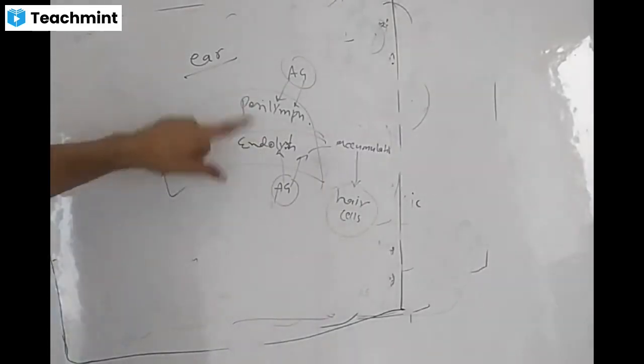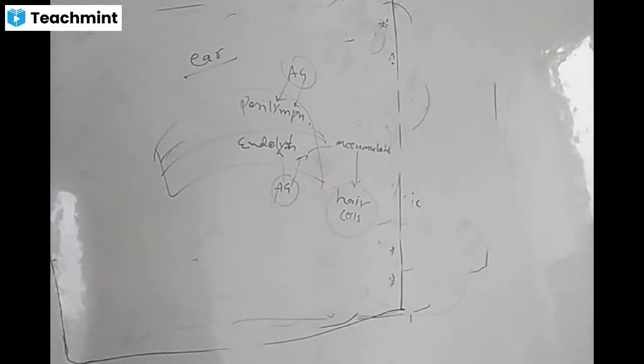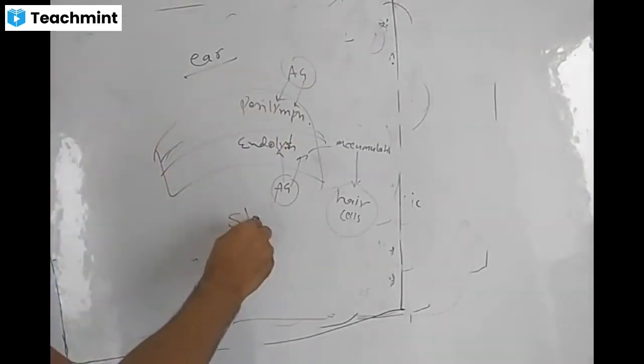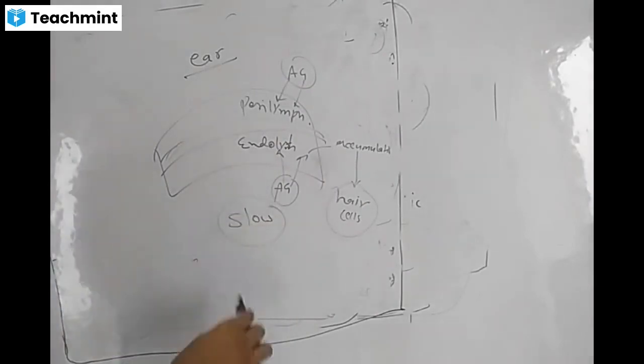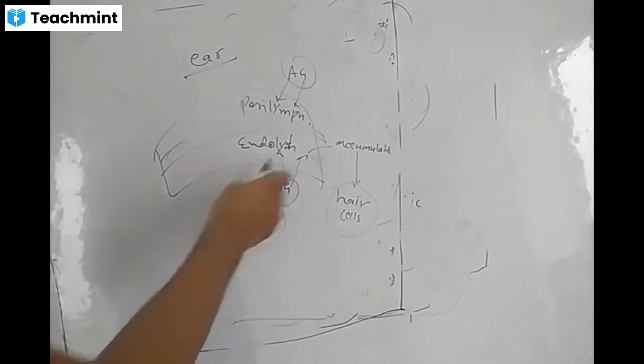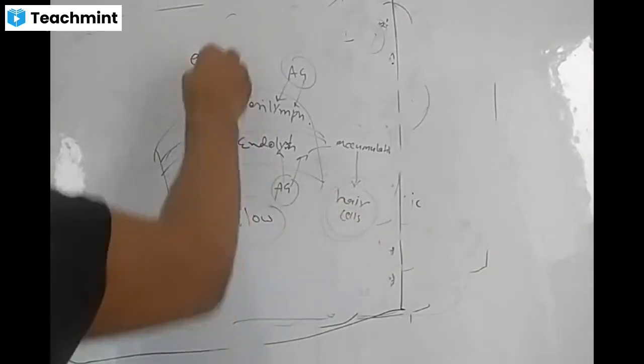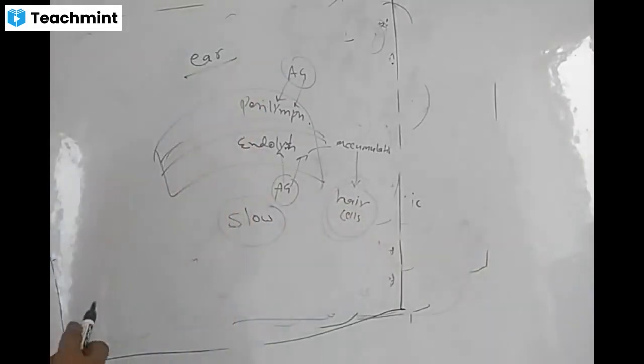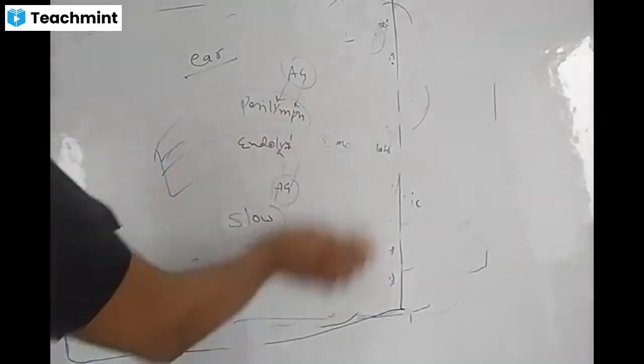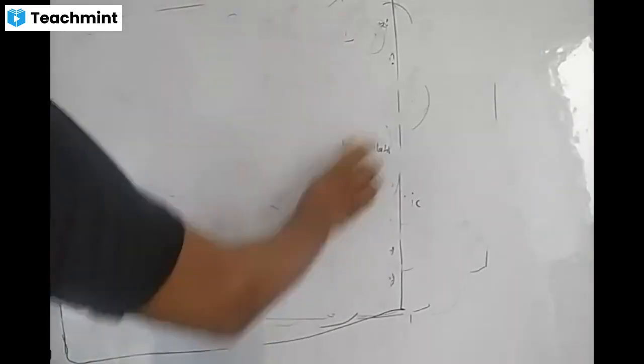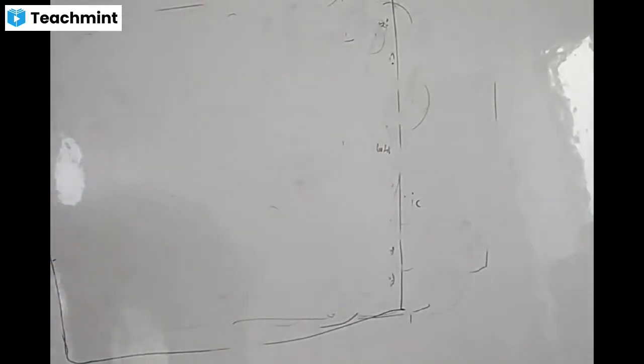The entry into these fluids is rapid but exit is slow. Because of this slow exit, they keep on destroying hair cells, then there will be ototoxicity. So three important toxicities with aminoglycoside: nephro, neuromuscular, and ototoxicity.